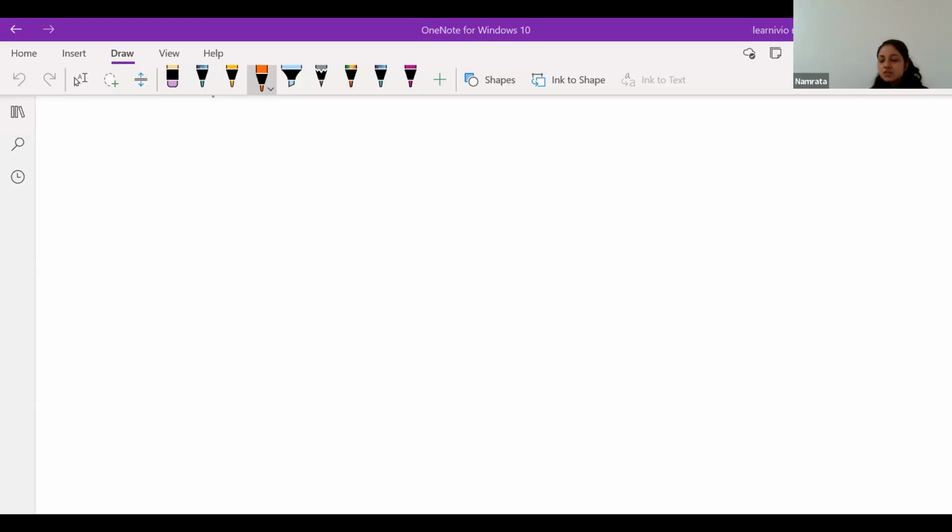Okay, so the first question says a metal pipe is 77-meter long. Let me draw the pipe. Okay, let me write the question first, so that you will be able to relate with that.